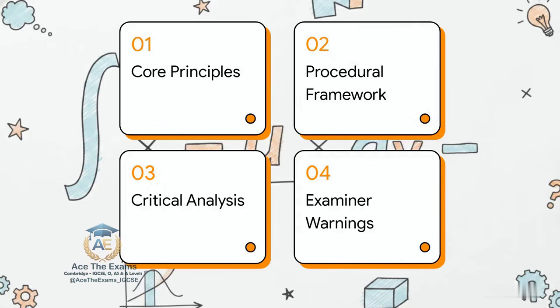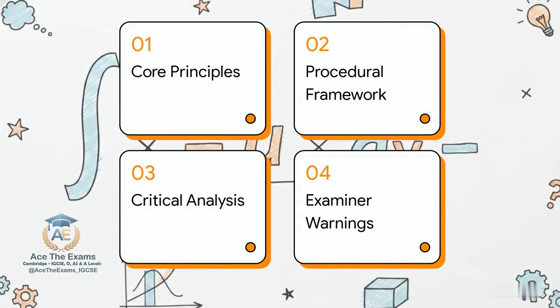So here's our roadmap for today. We've got 4 main areas to hit. First up, core theoretical principles. Then, we'll look at the procedural framework. After that, critical analysis in practice. And finally, we'll go over some principal examiner warnings. Short, sweet, and to the point.